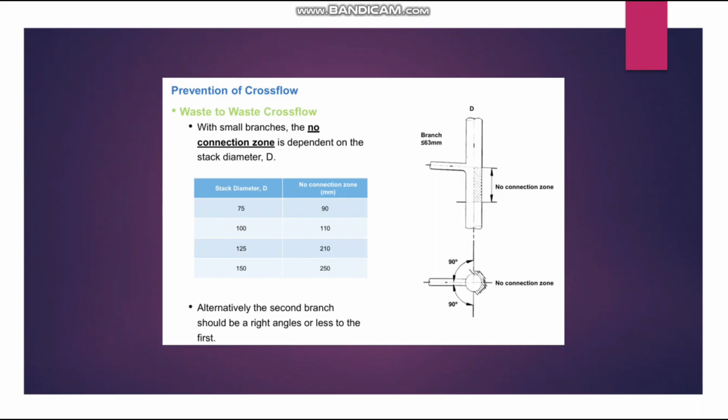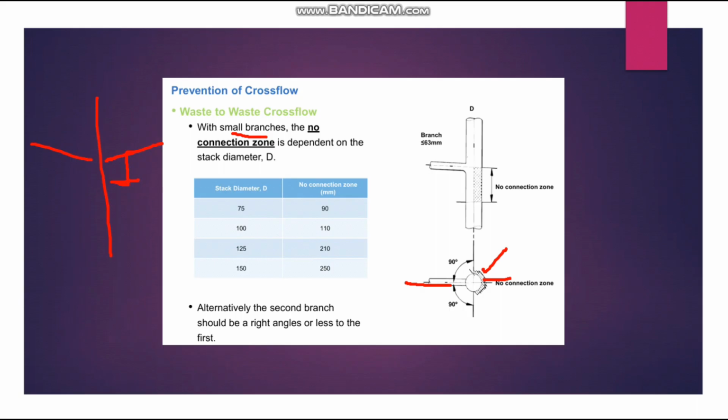So, prevention of cross flow. For example, you can see with the small branches, the no connection zone is dependent on the stack diameter. As I explained in the last video, the small branches come like this and connect with a riser like this, so the opposite side is called the no connection zone. If you are connecting pipes, like we have the riser here, one pipe connecting from the left side and one pipe coming from the right side, both connecting to this one, we have to maintain the offset here.